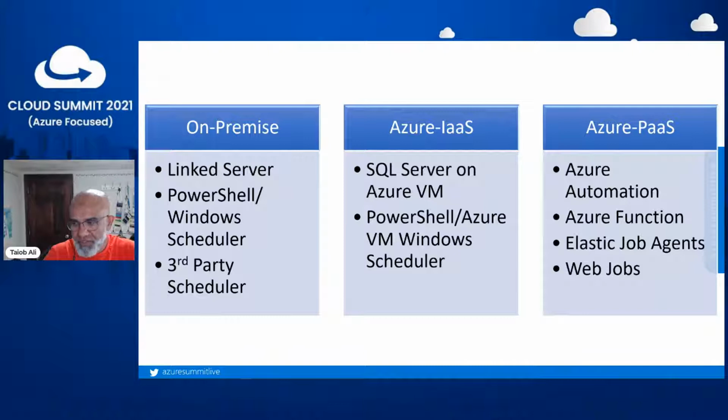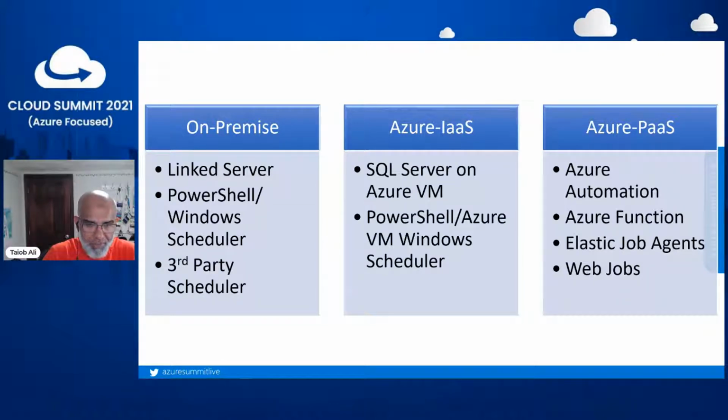Now, some of you might say, no, I'm 100% cloud, I don't like IaaS, I want to go full PaaS service. For those people, look at the third column: Azure Automation, Azure Function, Elastic Job Agents, and Web Jobs. I'm not going to talk about Web Jobs, but I'll talk about the first three. So you have the capability to go 100% to the cloud. Now remember, Azure SQL Database is a service, Azure Automation is itself a service, and Azure Function or Function App is itself a service.